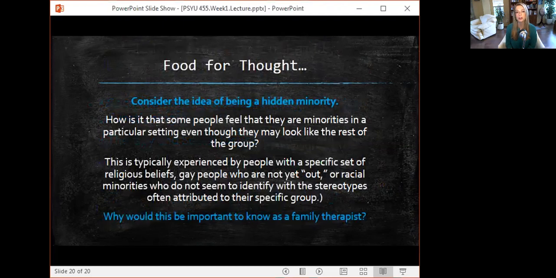This is typically experienced by people with a specific set of religious beliefs, gay people who are not yet out, or racial minorities who do not seem to identify with the stereotypes often attributed to their specific group. Why do you think it would be important to know as a family therapist what this experience was like, how the individual perceived the challenges, and how it is that they navigated themselves through those challenges?